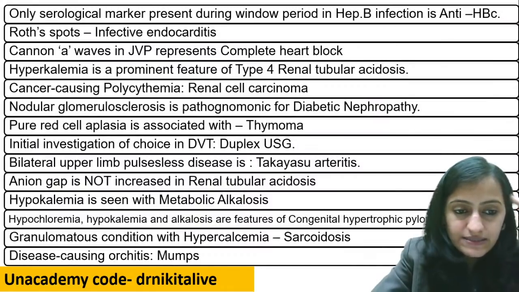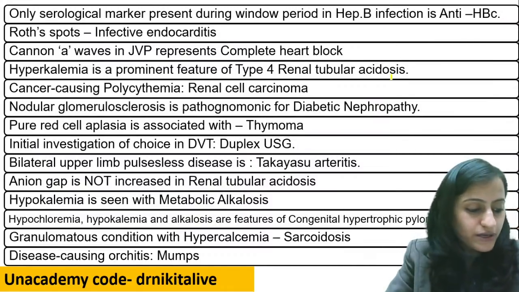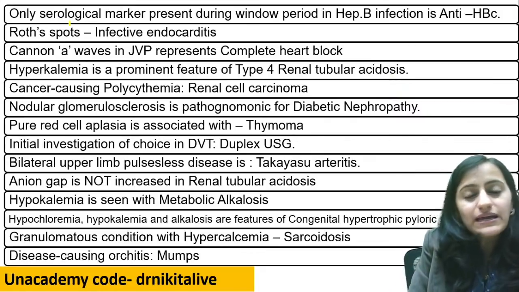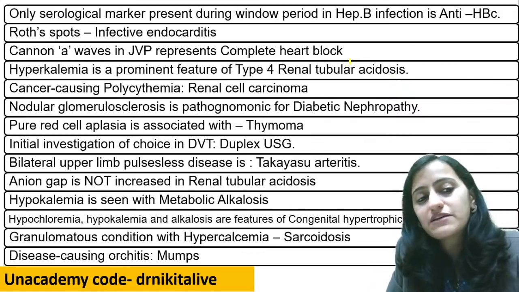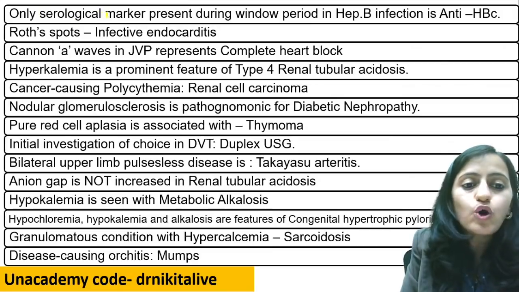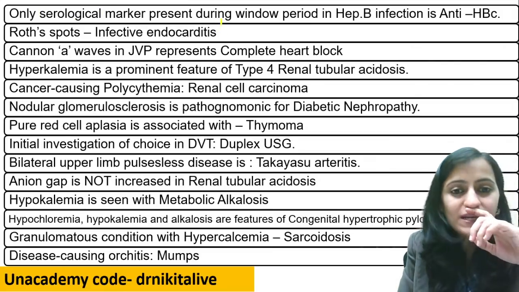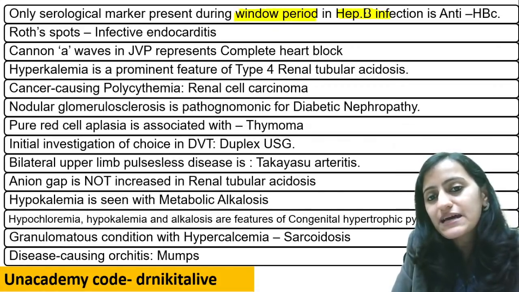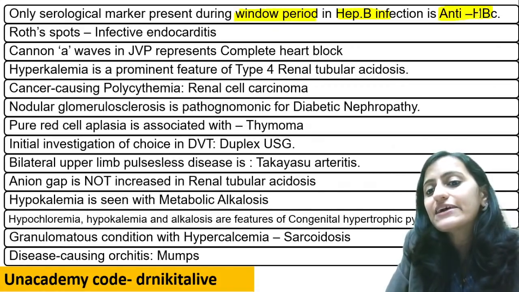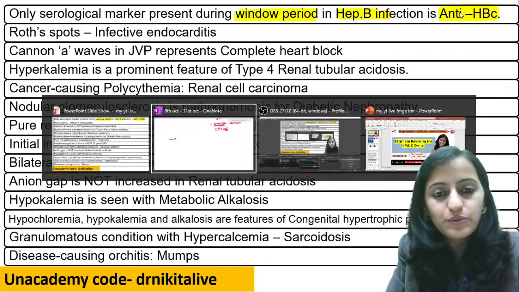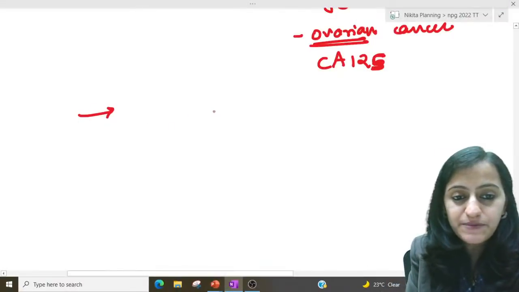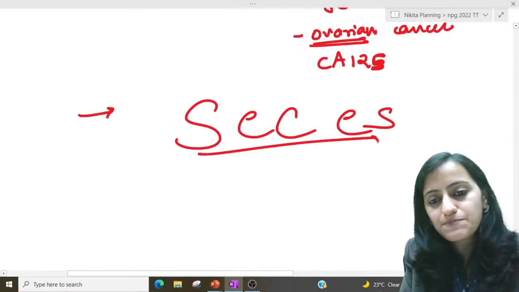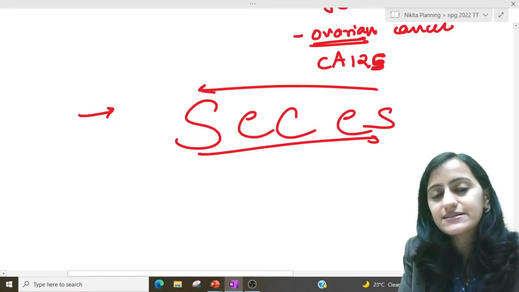Next one, this is a very, very quick review of the important points. I think the last 5 minutes of the class. So hepatitis B serology is very, very important. Remember, the only serological marker present during window period in hepatitis B is anti-HBC. Okay, what is the sequence of the serology in hepatitis B? Remember, SEC-S. Okay, that's a palindrome, it is SEC-S.